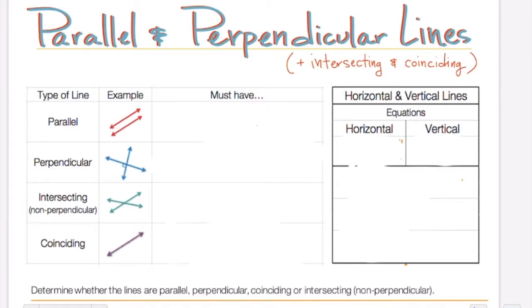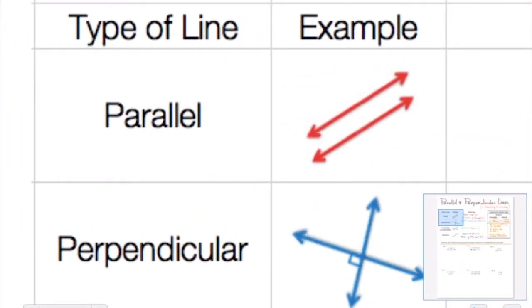Let's go ahead and talk about parallel and perpendicular lines. We're also going to talk some about intersecting and coinciding lines, but mostly we're going to focus on parallel and perpendicular ones. So first, let's get some information down about all of these kinds of lines. Parallel lines look like that, like railroad tracks.